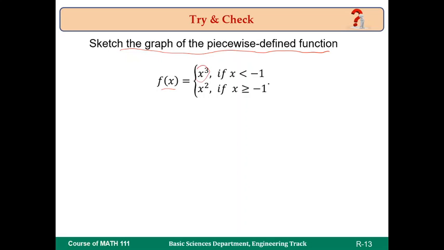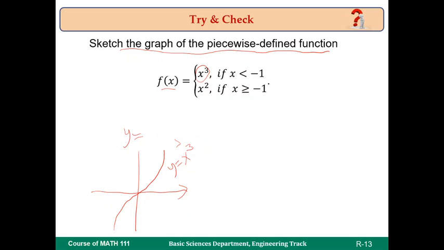First, let's sketch the graph of y equal to x cubed. And if you don't know it, you can make a table and set the values for x and y. And if you know the graph already, you can do it. So it's y is equal to x cubed. Yeah, should be like that.